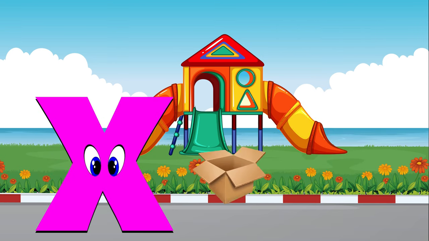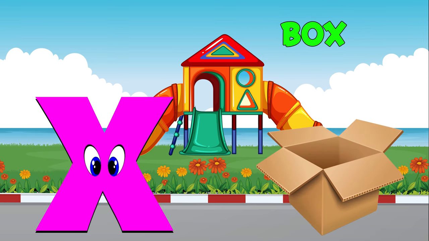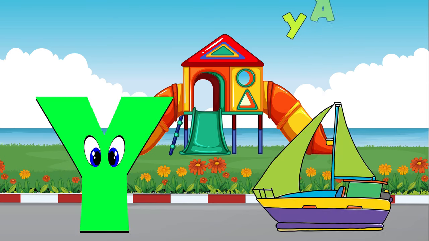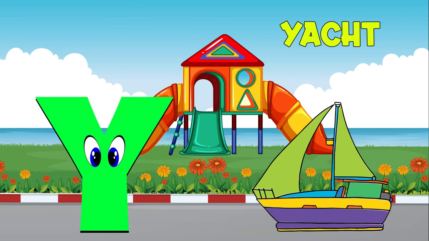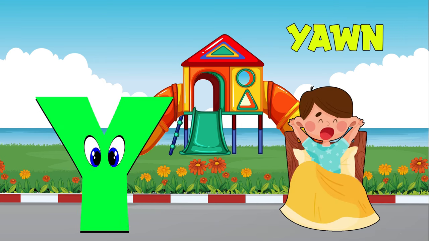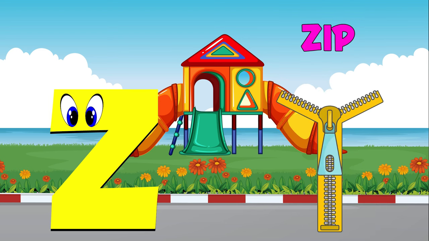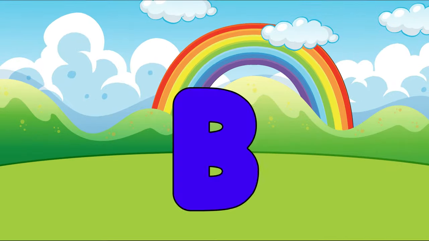X is for box, box. X is for fox, fox. Y is for yacht, yacht. Y is for yawn, yawn. Z is for zebra, zebra. Z is for zip, zip.